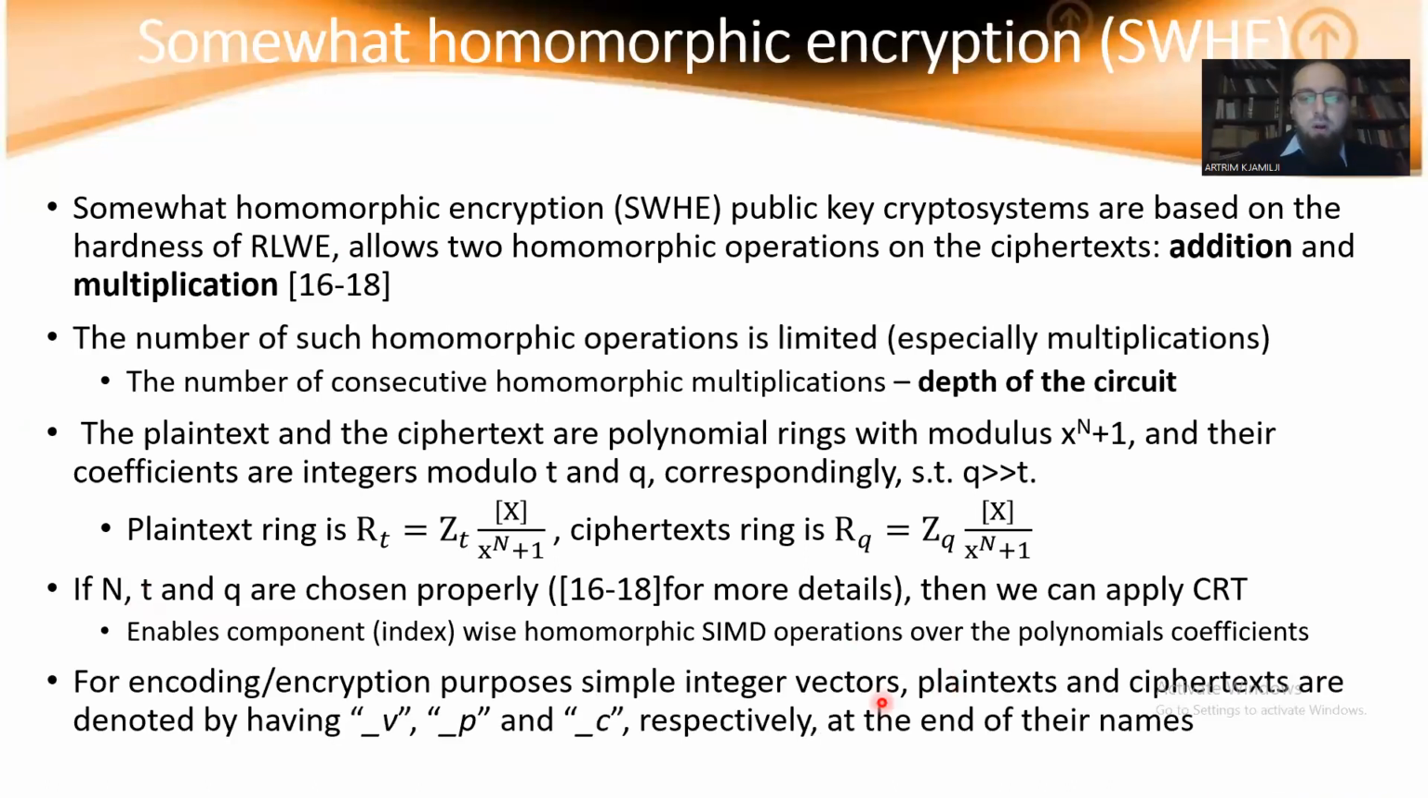Notation: here we deal only with integers. A simple integer vector is denoted by having an underlined v in its name. A plaintext is denoted by having an underlined p at the end. And the ciphertext is denoted by having an underlined c in its name.